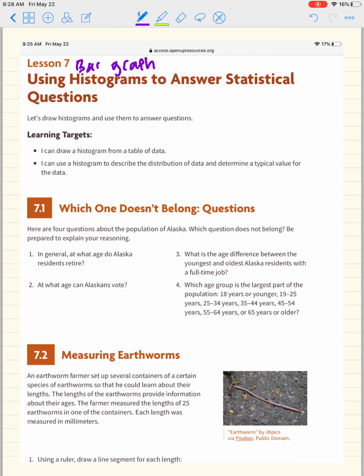Okay, 7.1 says, which one doesn't belong? Here are 4 questions about the population of Alaska. Which one does not belong? Be prepared to explain your reasoning.